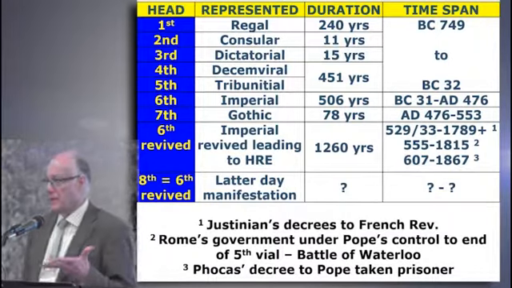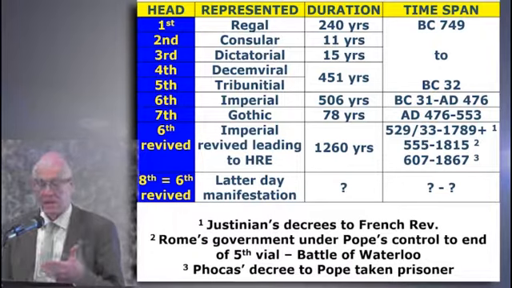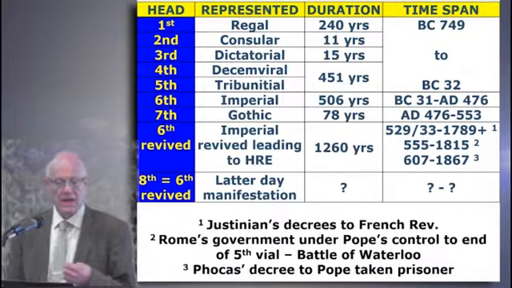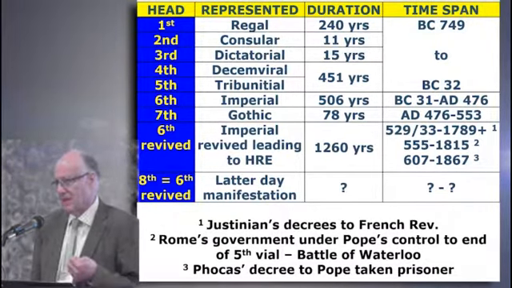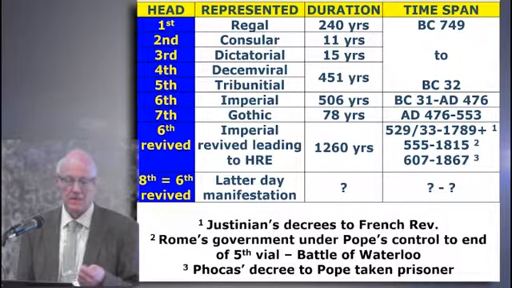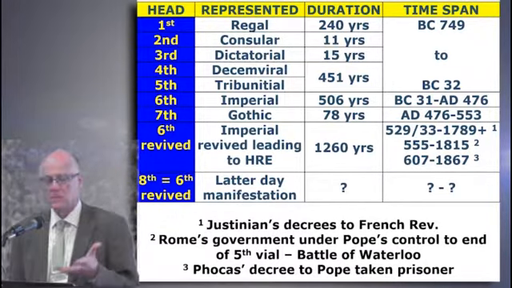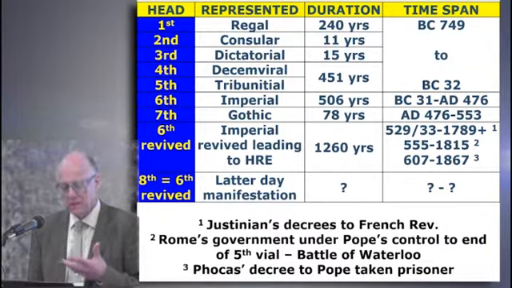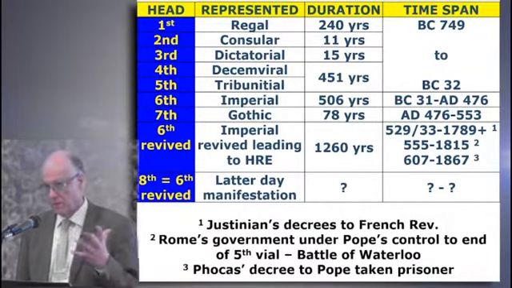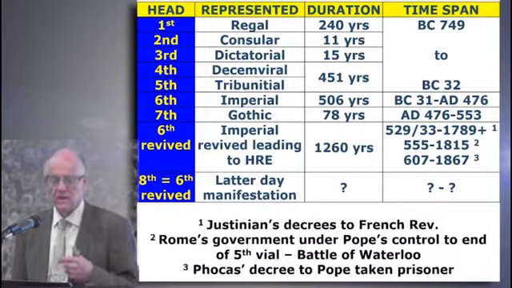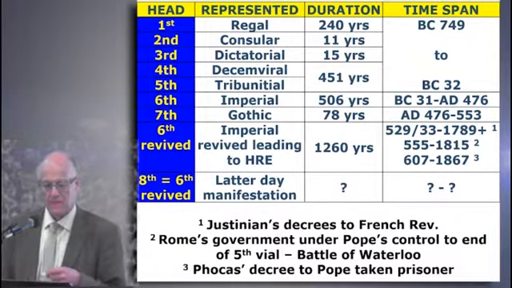And then clearly there is a latter-day manifestation, an 8th head. It's described as an 8th head, which is the 6th head revived for a 2nd time. So it shows us there's a continuity in this kingdoms of men, this Roman beast system, and we look to see how that is revealed in these last days.